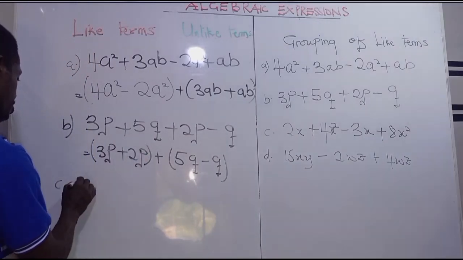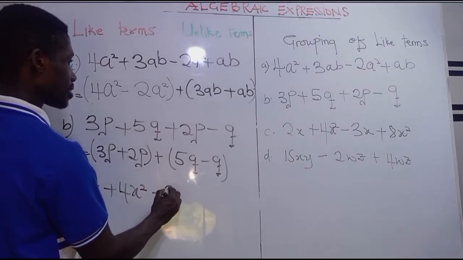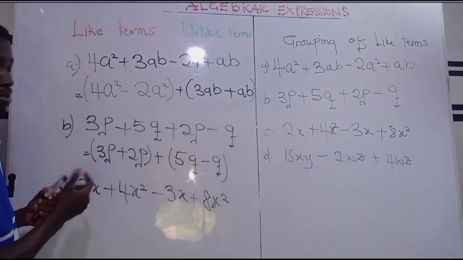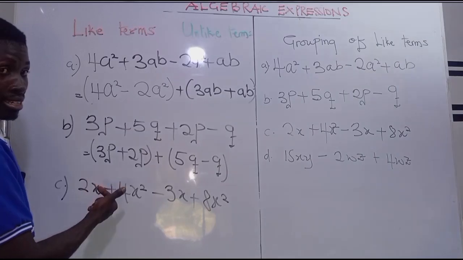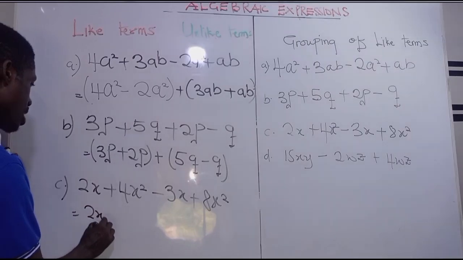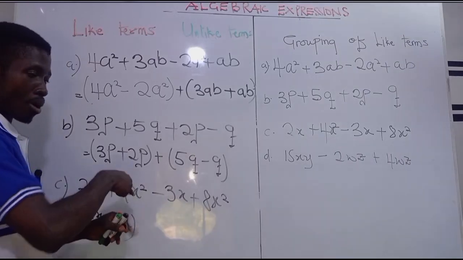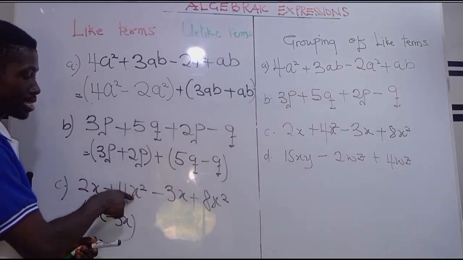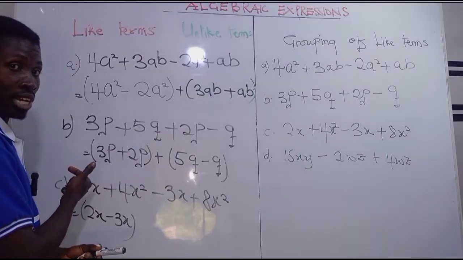Good. So we have 2x plus 4x squared minus 3x plus 8x squared. So we have to group them into like terms. So we have x and then x here. So x and x are the same. So 2x and minus 3x are like terms. So we have 2x minus what? 3x. Then we have x squared. X with a power of what? 2 is different from x. This is x with a power of 1, but this x is a power of 2. So it's different from x. Take note of that.